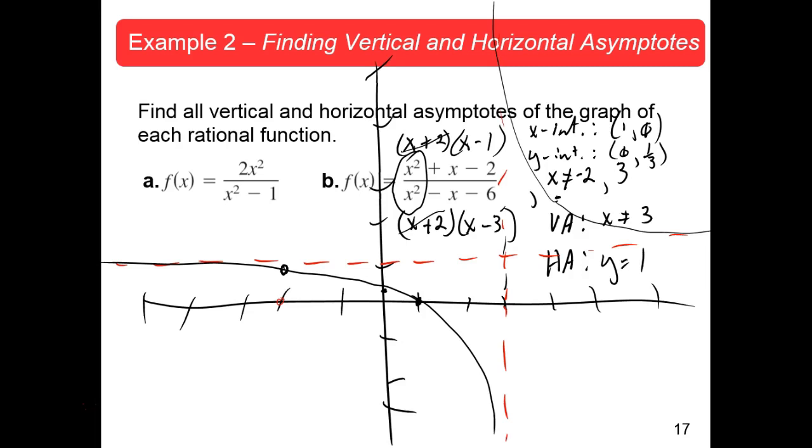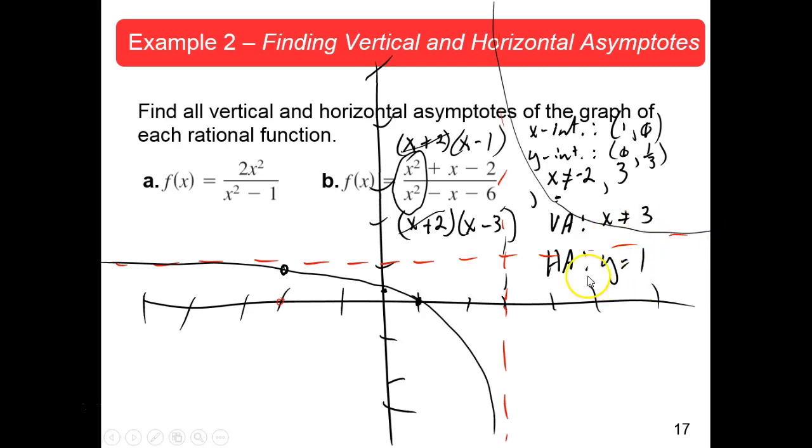Now, when you draw this one in, remember you have to leave an open circle at x equal negative 2. X cannot equal negative 2, so you have a hole in the graph there. And this one they should have shown, but they didn't.